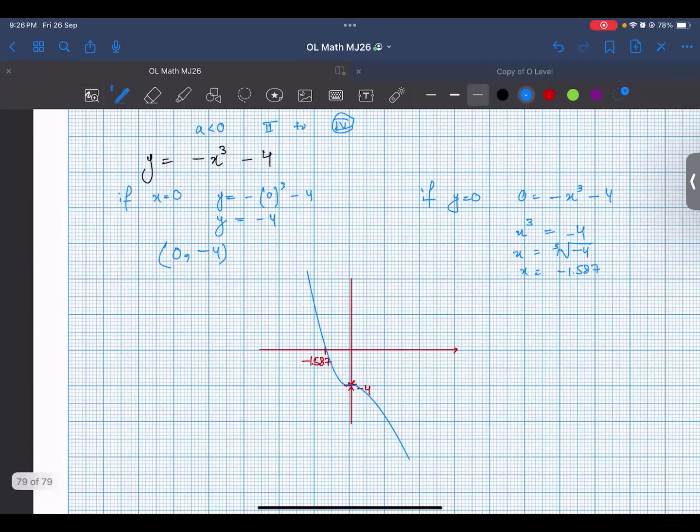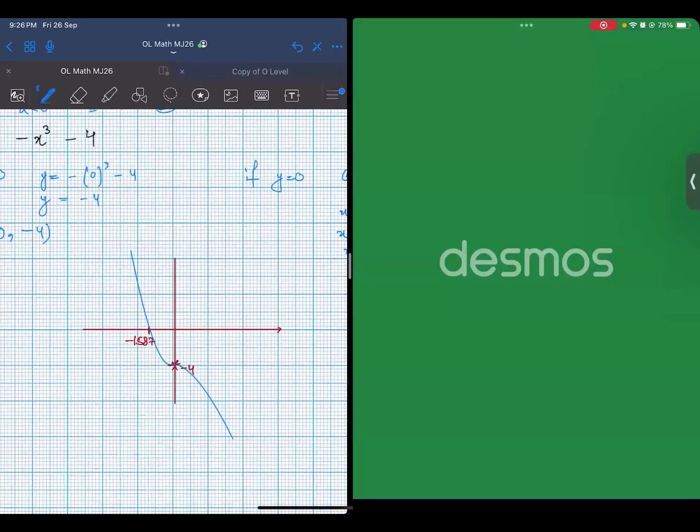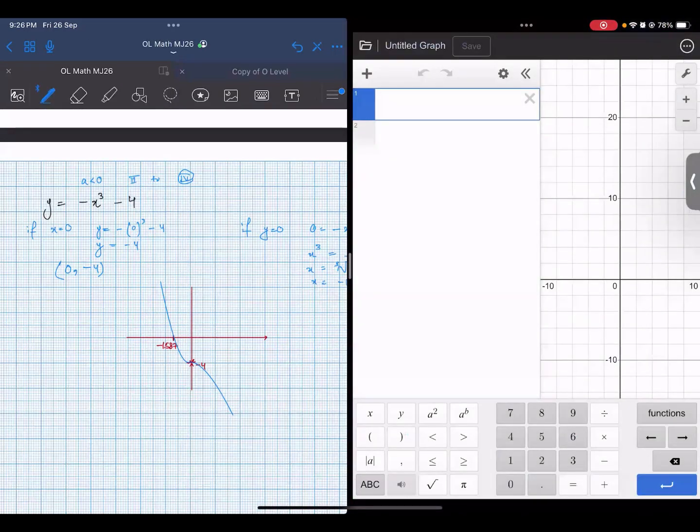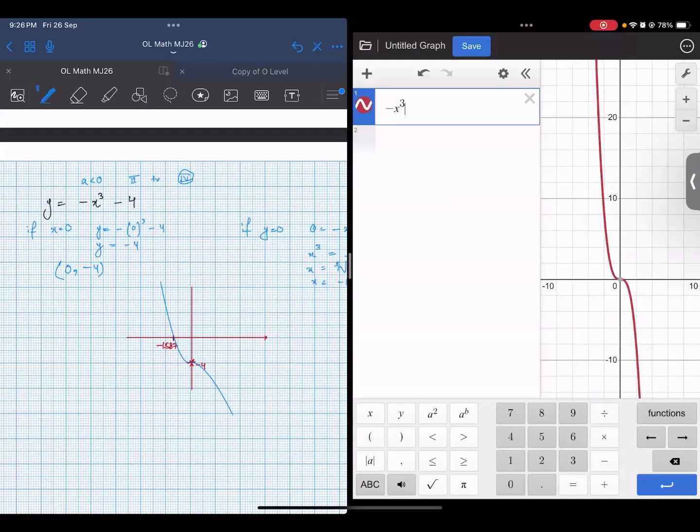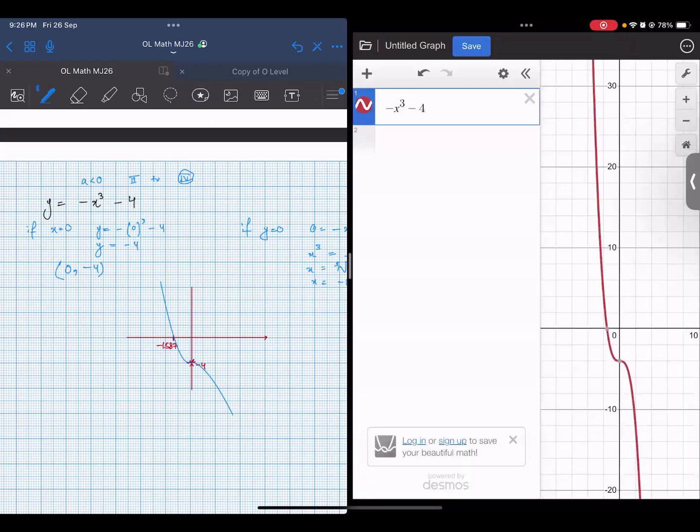I will show it to you on Desmos as well. Look. Negative x cube minus 4. So look, the x-intercept, the y-intercept, and the shape are exactly the same as we have found. Okay. All good. Any question? Yes.